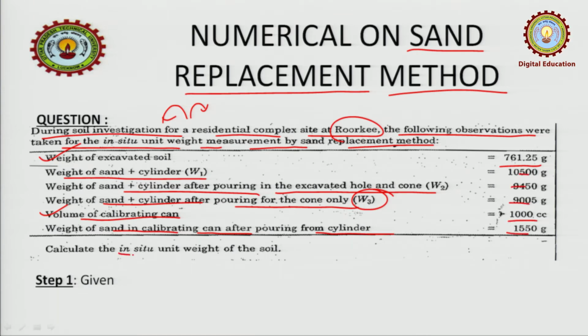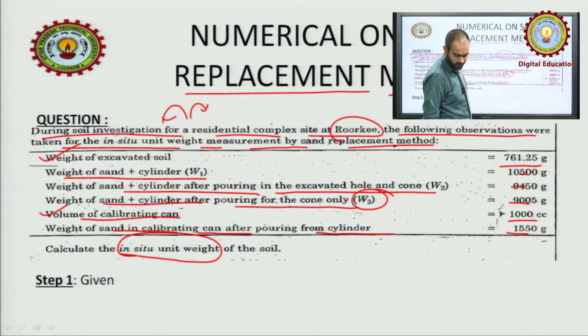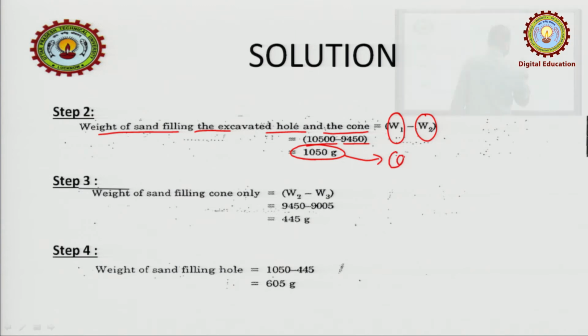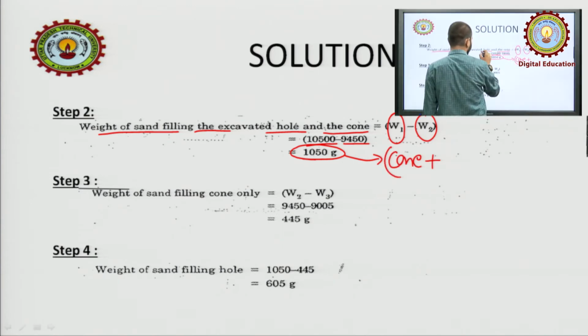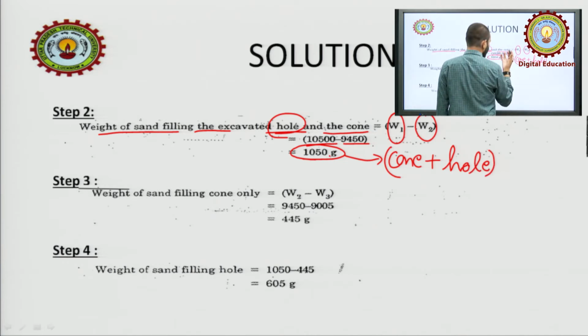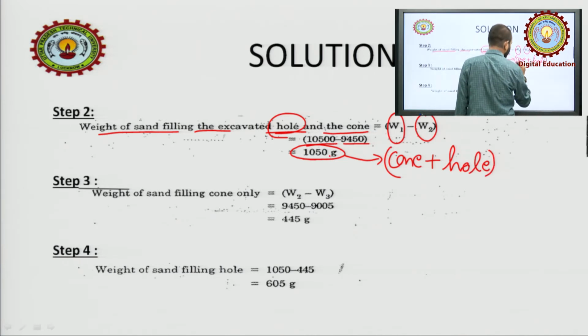Now what do we have to find? The in situ density. We have to find the density of the soil in the ground or of the field. Now you can see the weight of the sand filling the excavated hole and the cone. You know the total or initial weight, and after that we have the final weight. So this much sand was actually used up for the cone plus the hole. This much weight of sand was used to fill up the cone and the hole.